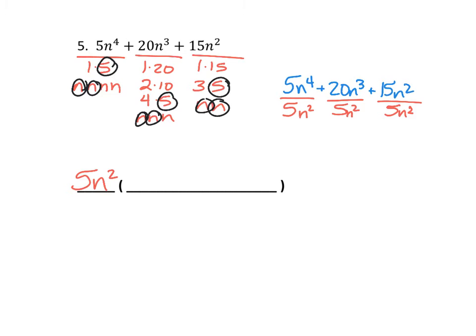Don't forget about my variables. So 5 divided by 5 cancels out. But yes, n to the 4th divided by n squared is n squared, because 4 minus 2 is 2. And then 4n. 20 divided by 5 is 4. N cubed divided by n squared is a single n. And then you subtract the powers to the power of 1. To the power of 1, correct. 15 divided by 5 is 3. 3n. And n squared divided by n squared gives you n to the 0, which is 1, which is why they cancel out.